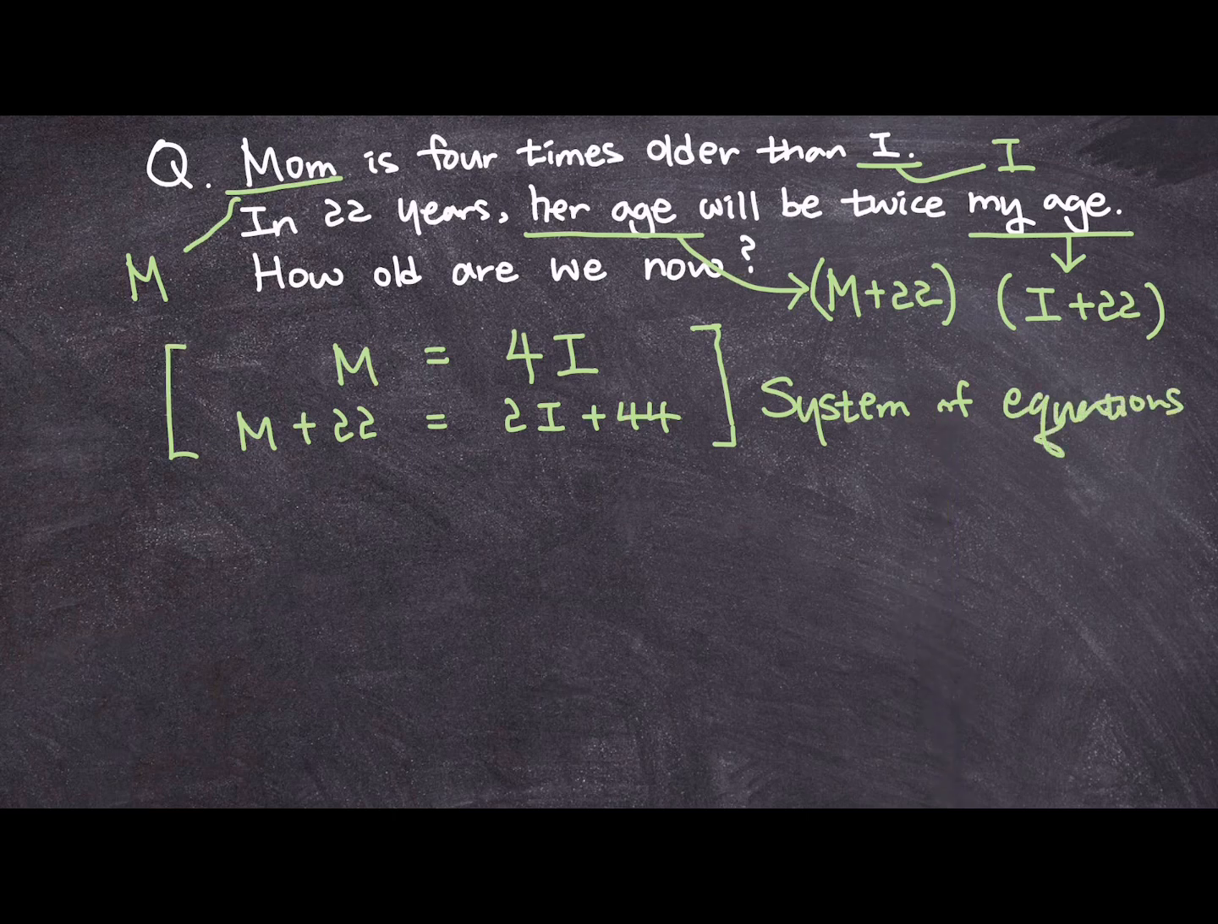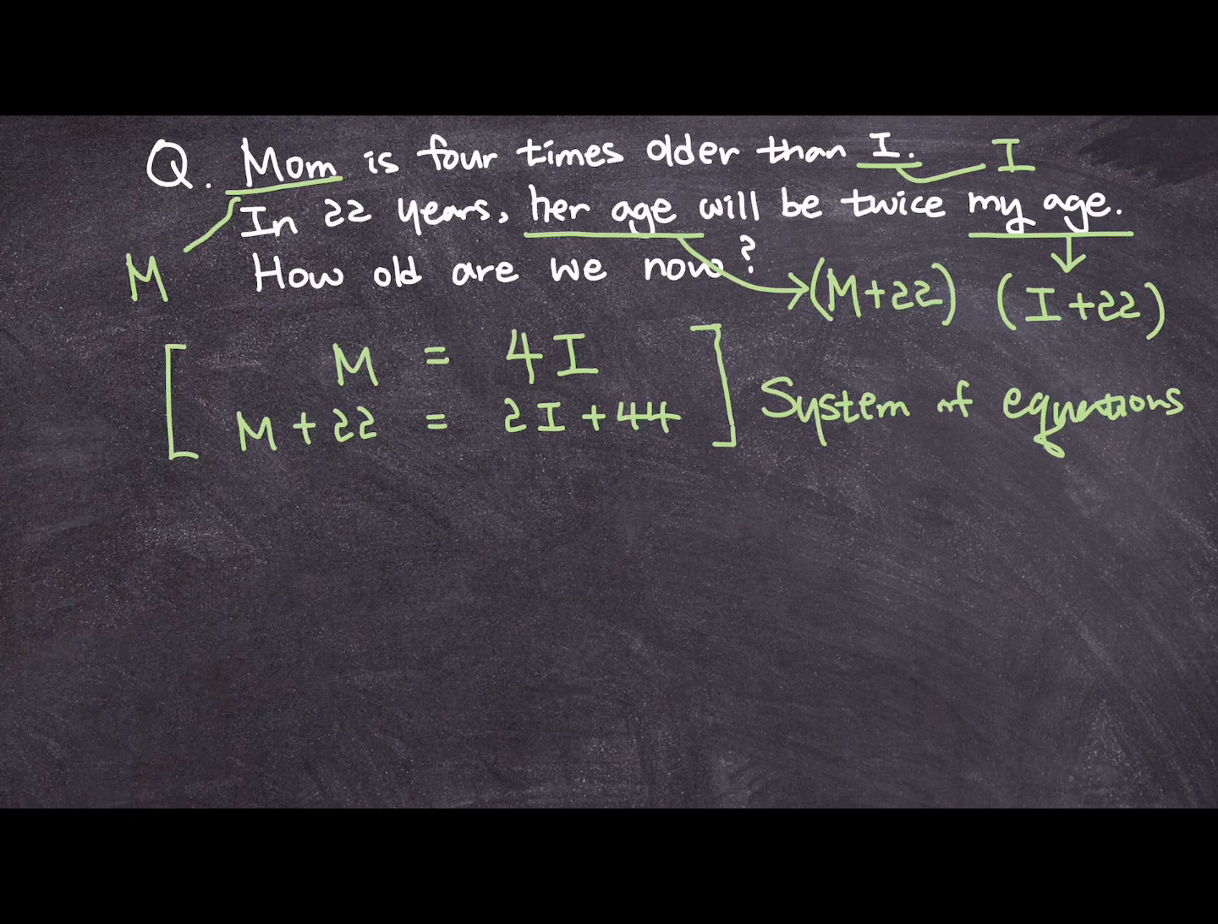For those of you who do know how to solve a system of equations, pause the video and go right ahead to solve for M and I. If you don't know, don't worry, I'll show you how to solve this problem. Now we have 2 unknown variables and 2 equations, meaning we can solve for both M and I using either the substitution method or the elimination method.